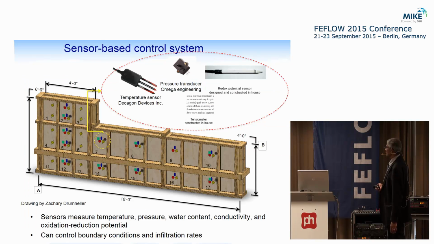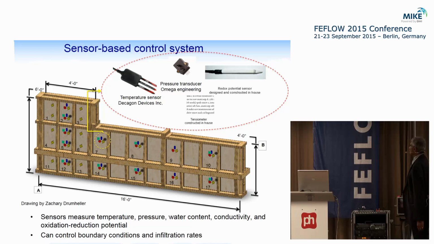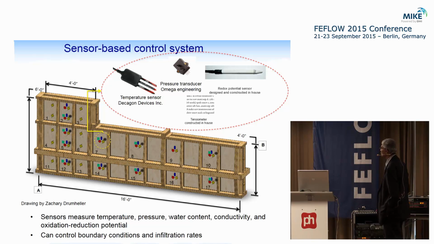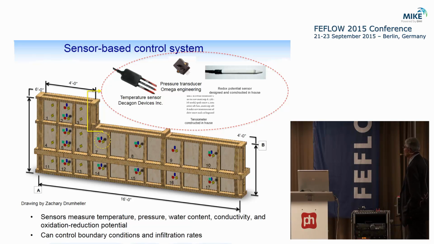The reason we use this wood is that we can drill holes and put sensors wherever we want. As you see here, these are the types of sensors we use: pressure transducers, chemical sensors, and temperature sensors. There's a sensor network at each of these locations, and the data comes in. This is 16 feet long and 4 feet high.